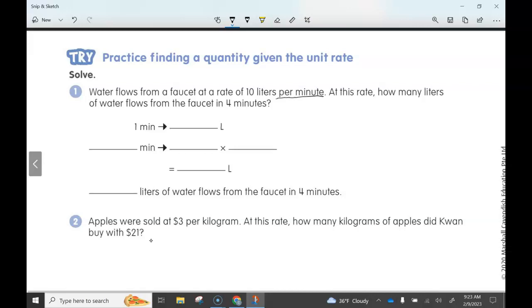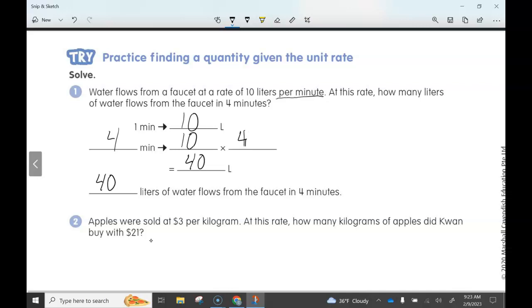Okay, so we can see that 1 minute is going to give us 10 liters. All right, if we're taking a look at 4 minutes, what we do is we take the 10 liters and we multiply it simply by 4. Why 4? Because it's 4 minutes. And that's going to equal 40 liters there. So we can see from here that 40 liters of water flows from the faucet in 4 minutes. Let's fill that in on page 244.